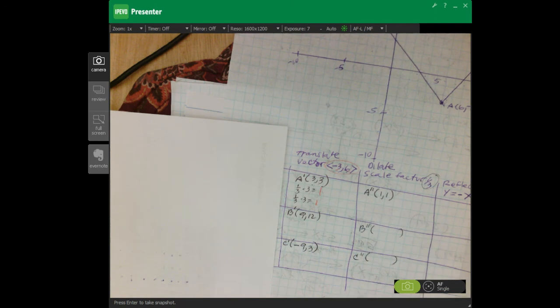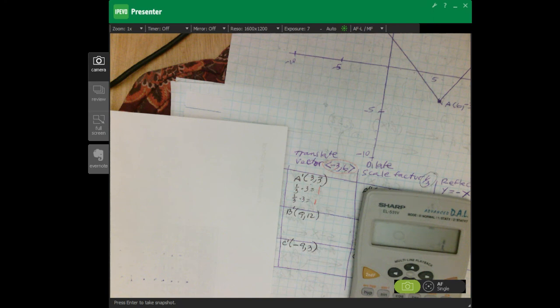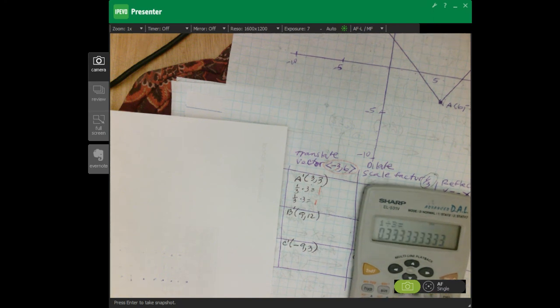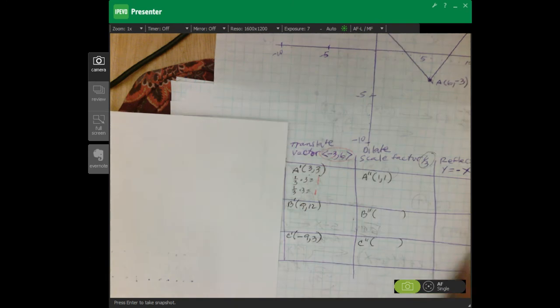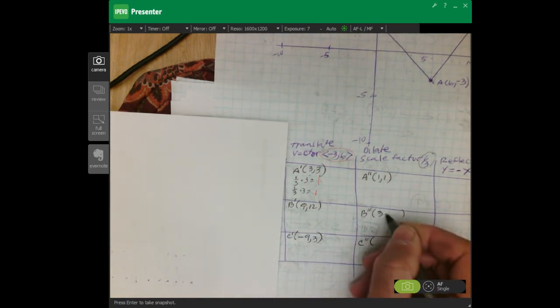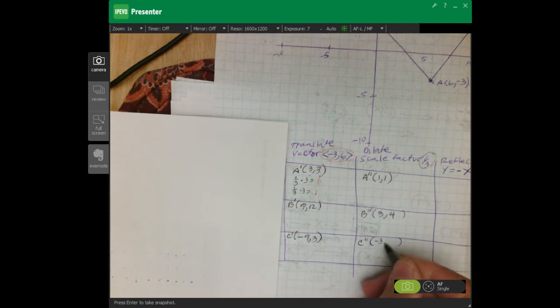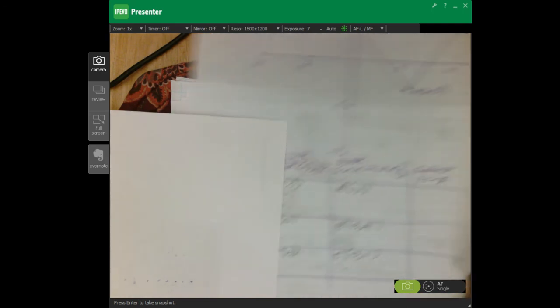So we're going to do it the exact same way for all of those. We'd say 1 divided by 3, that's 0.333, times 9, and that gives you 3. So what you'll get for this is 3 comma 4. This one will be negative 3 comma 1, and that's your next point. So we're almost done, but not quite.